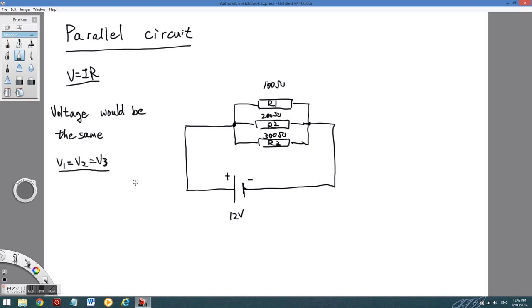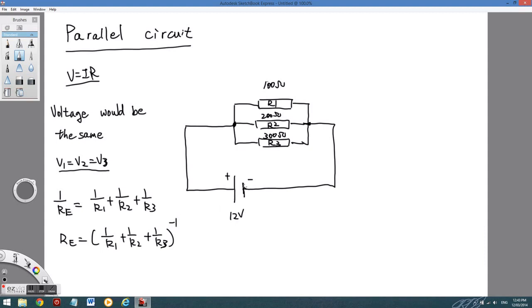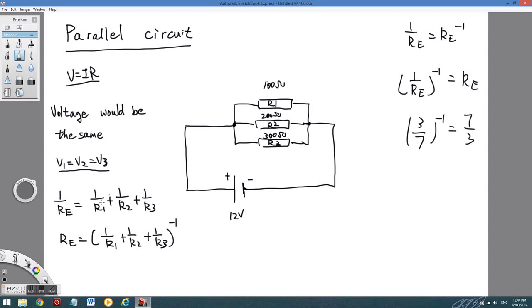The total resistance, the equivalent resistance, will be given by a different formula. It looks like this. Now the power of -1 is a mathematical symbol. Basically, we can flip the fraction. So if I have a fraction 3 on 7, the power of -1 will be 7 on 3.